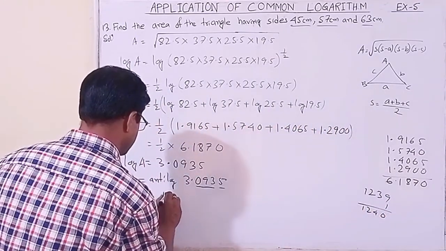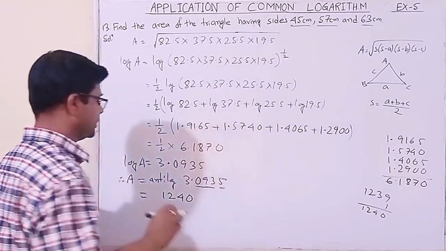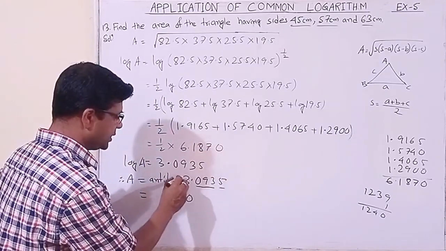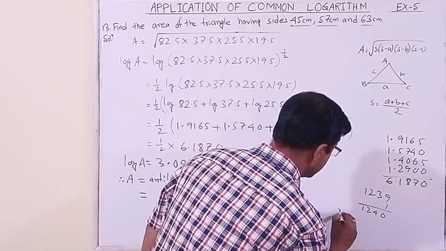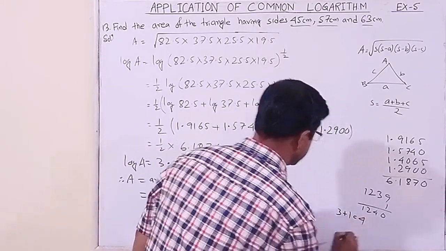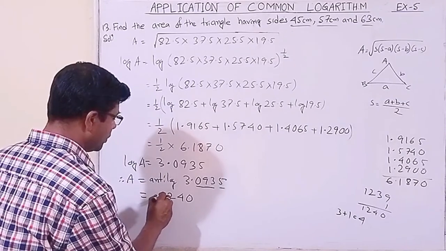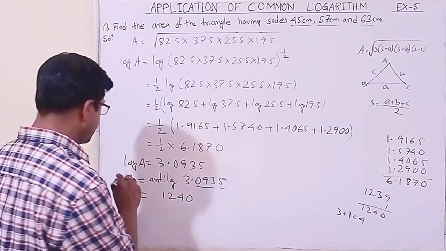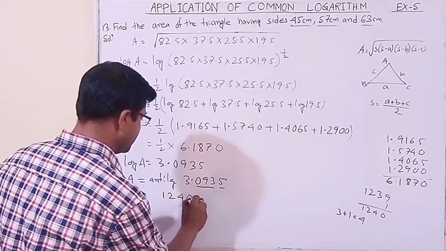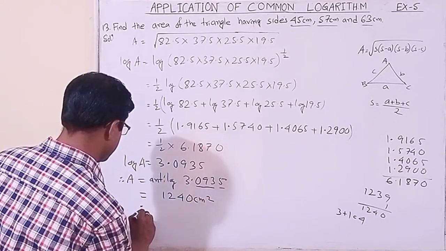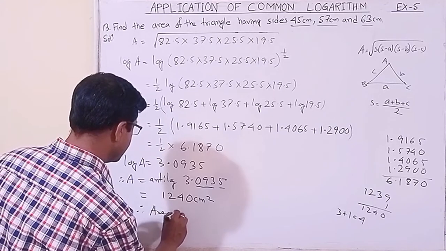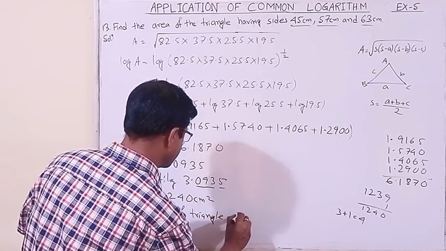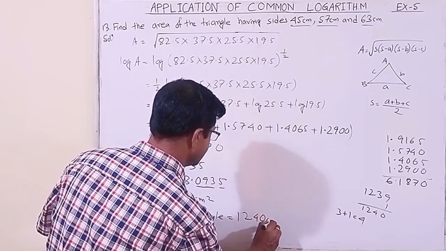1240. Okay, then look at the decimal. Here the characteristic is 3, so how many decimal positions will be there? Always 3 + 1, that is 4 positions. 1 2 3 4, here we will not put the decimal. Let us see the unit. What will be the unit? Area is obviously centimeter square, therefore the area of the triangle is equal to 1240 centimeter square.